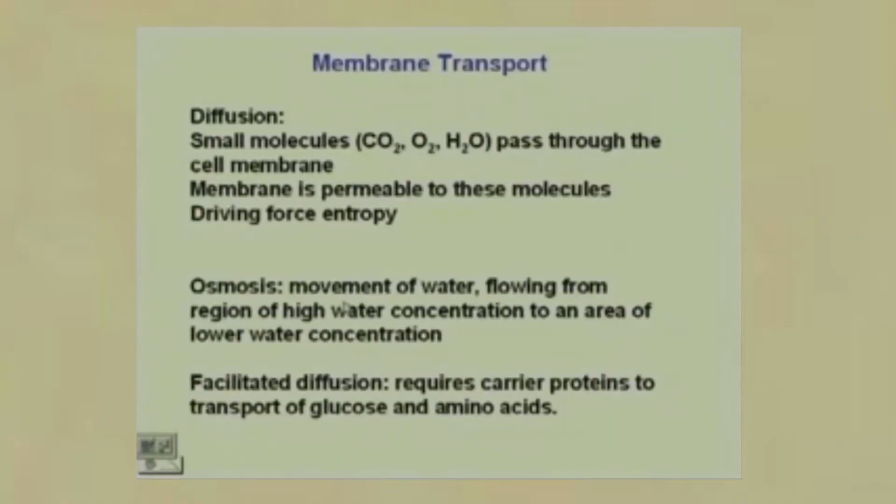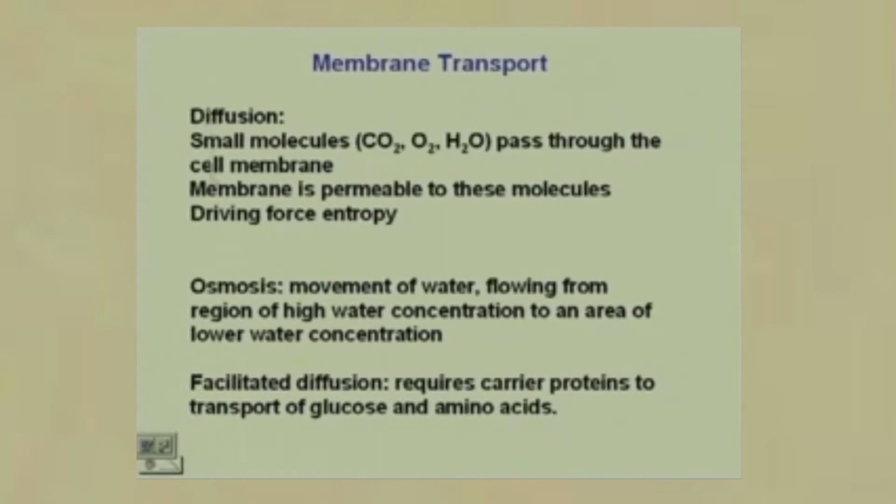Osmosis will allow the movement of water flowing from a region of high water concentration to a region of low water concentration, and I am sure all of you know what osmosis is. Facilitated diffusion is something that carrier proteins do. They help the diffusion of certain ions or glucose or amino acids, or whatever has to go through the membrane. It is a diffusion, but it is helped or facilitated by the presence of the carrier proteins.